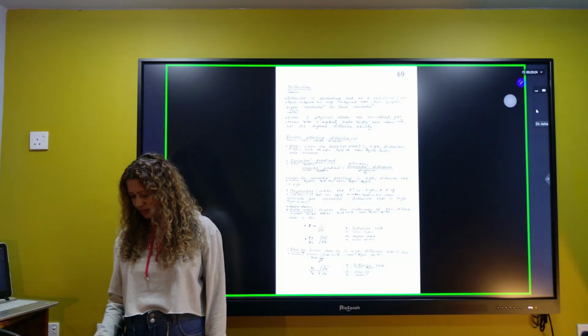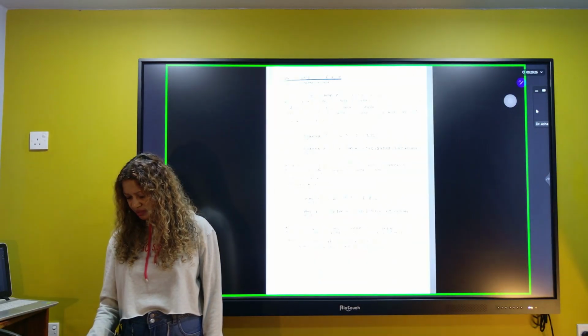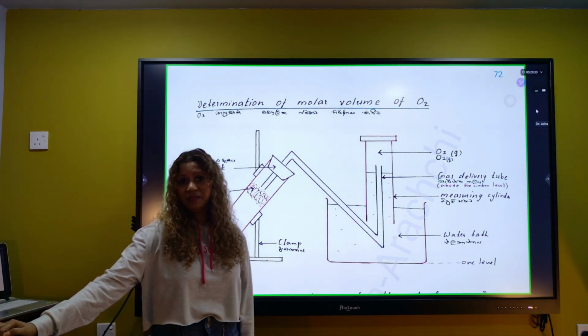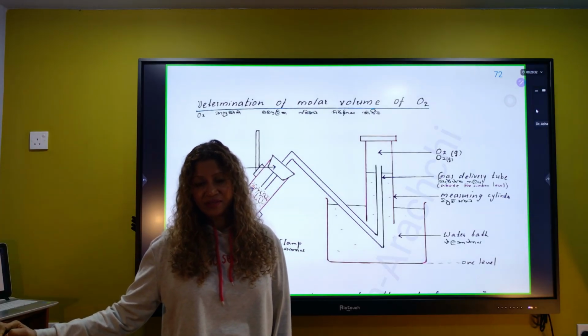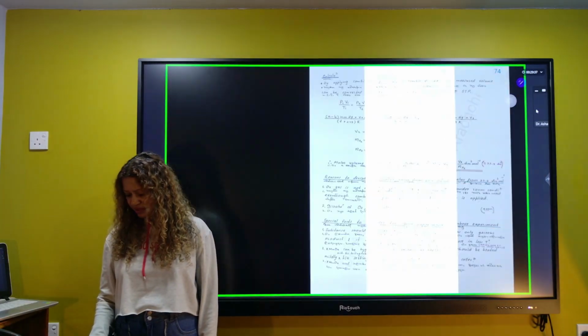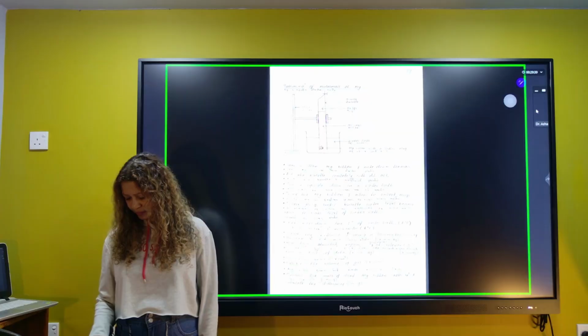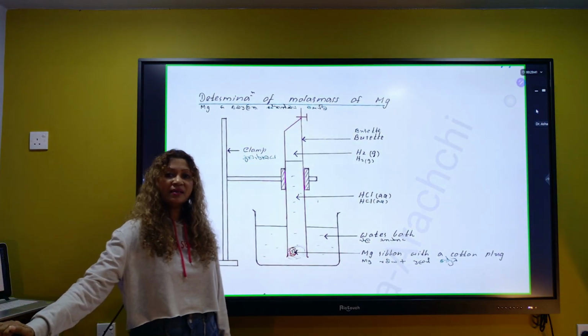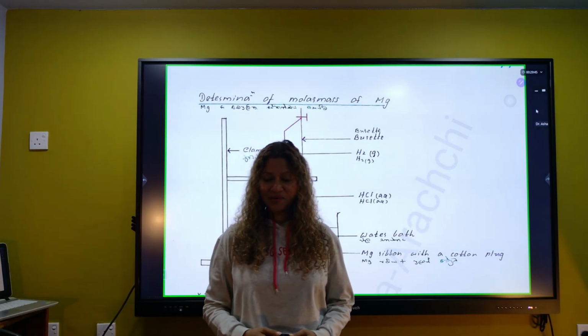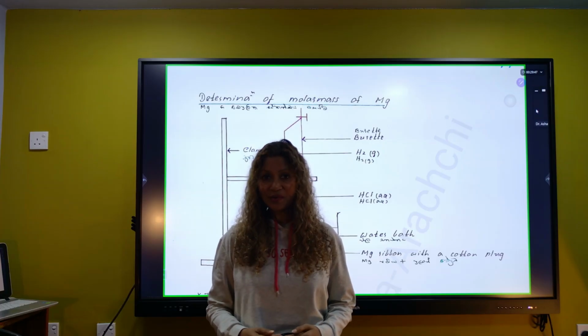Then you have the last two experiments that you're supposed to do. The very first one is the determination of molar volume of oxygen. And then the last one is the determination of molar mass of magnesium. Okay, see how easy it is to understand unit 4, how easily you can go on with that.